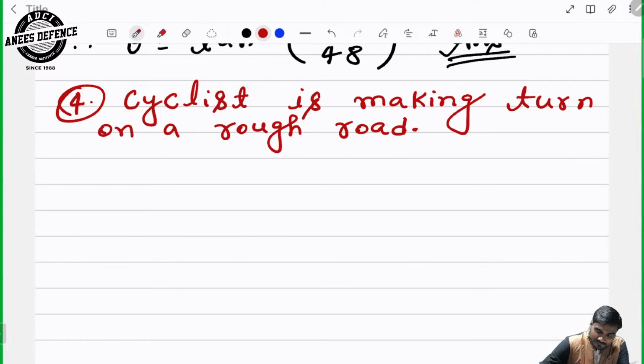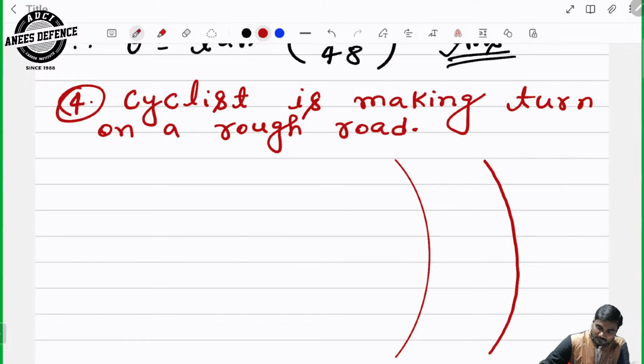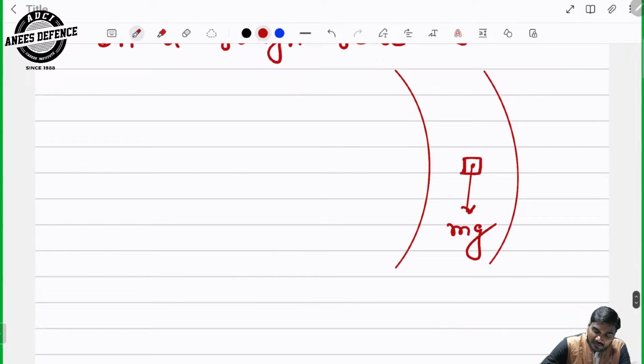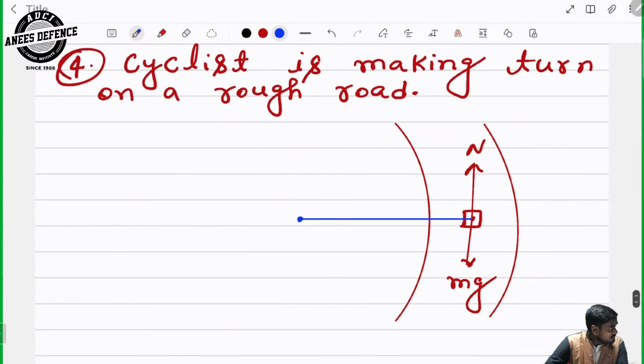So just consider the cyclist is here, right? mg will act in the downward direction, right? And normal reaction will act in the upward direction. But what about the centripetal force? In this case, just consider, according to that cyclist, the radius of that circular path is, which means the cyclist will make a circular path on this track. Yes or no? So radius is r.